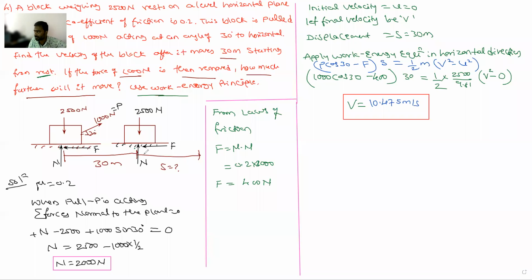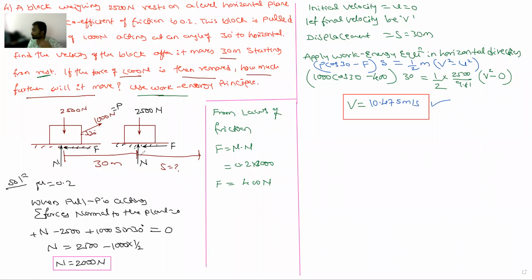Now for the second case, what is the initial velocity? Zero. Once again I am explaining it. Listen to me carefully. Initially, the body was at rest. Now it is moving. After reaching a 30-meter distance, the body's final velocity is 10.47. Now the P force is removed after reaching 30 meter.